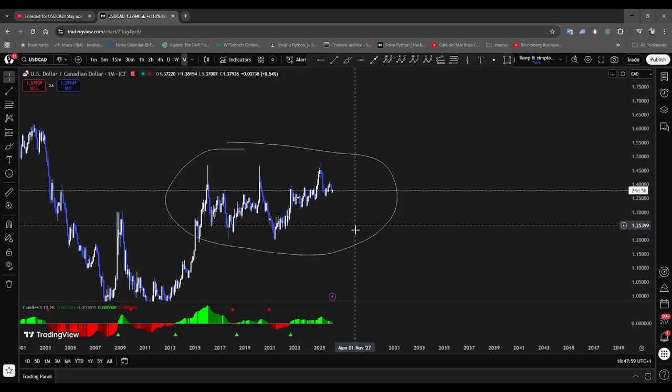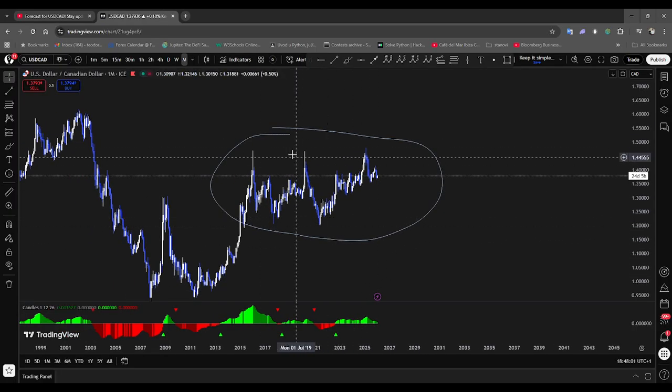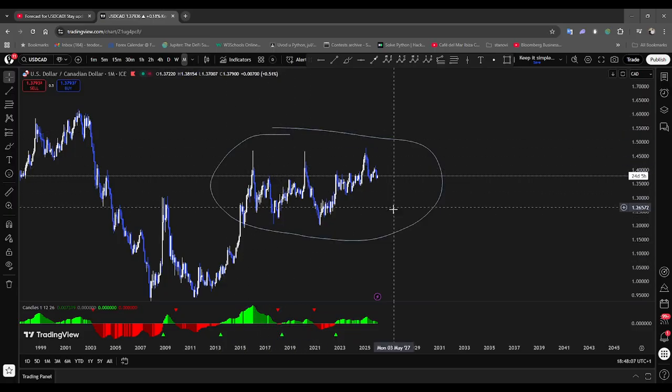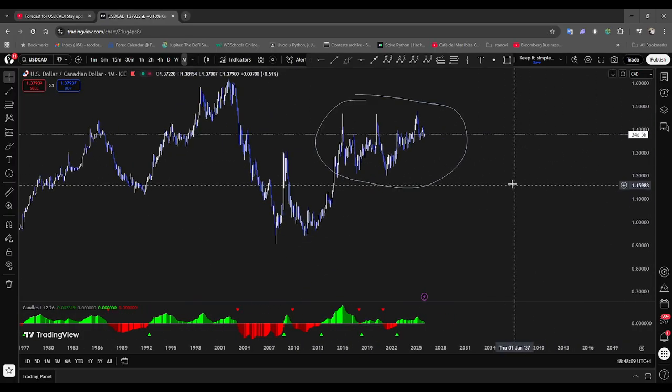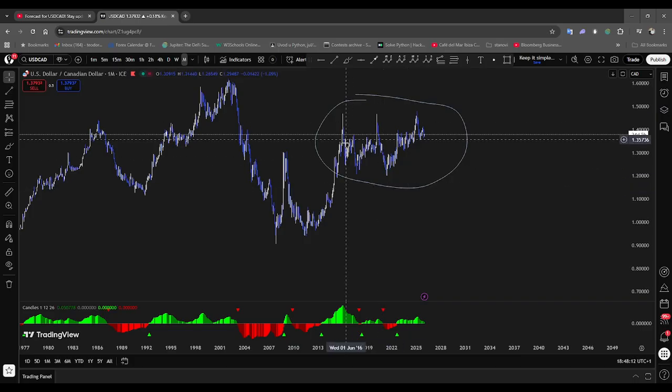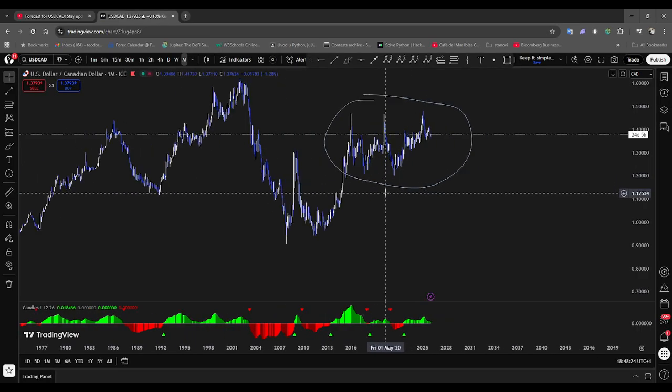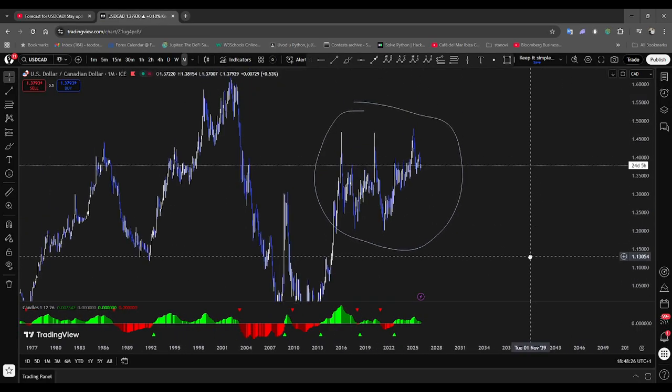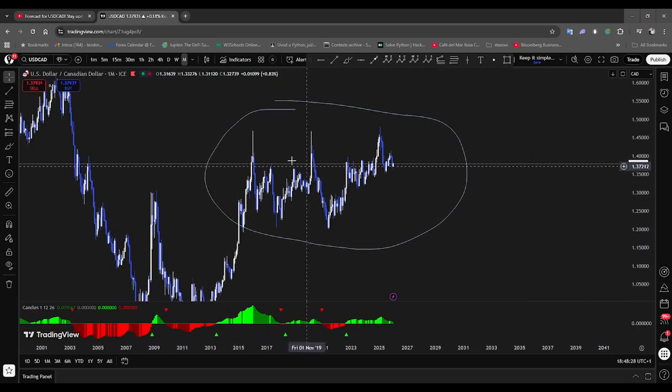7 years of consolidation. This consolidation is very complex in nature, and it's very difficult to identify what is happening here. But just based on the system I'm using, I can say this is one very big corrective pattern that is developing.